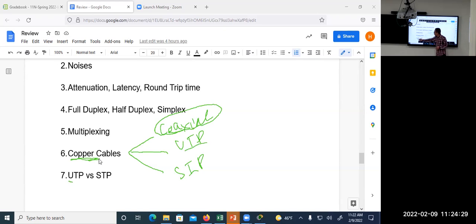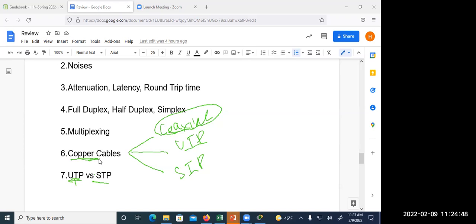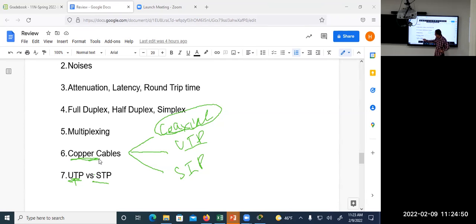Now, the UTP and FTP. UTP is the most common cable you use in the local area network. So what is the difference between FTP and UTP? It's shielded and unshielded, right? The U is unshielded, and the F is shielded. UTP is the most common one because it is very cheap and easy to install.